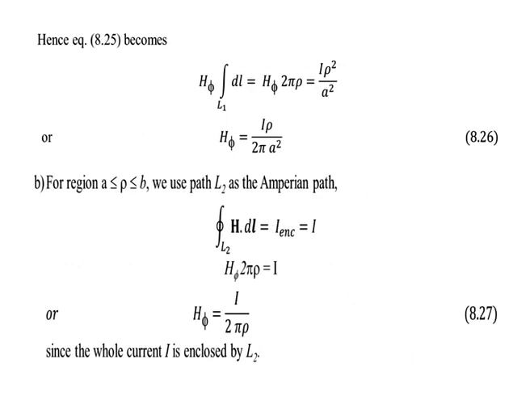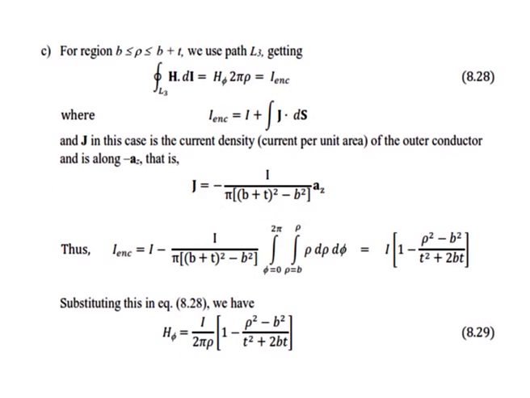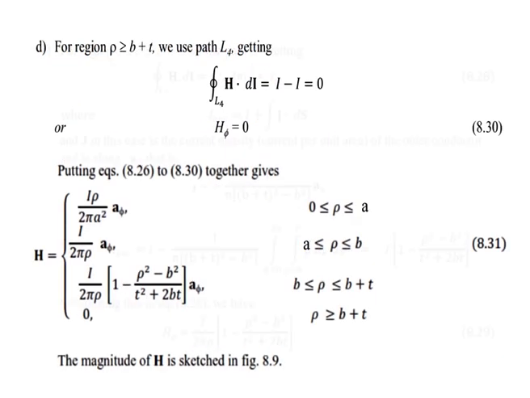For the first region, that is when rho is between 0 and a, we have the Amperian path L1, and after some manipulations we get the value of H phi as I rho upon 2 pi a squared. Similarly, we can find H phi for the second region, which comes out to be I upon 2 pi rho. For the region between b and b plus t, we get the expression of H phi as given in equation 8.29, and for the fourth region we get H phi equal to 0. When we club all four regions, we get equation 8.31, which gives us the value of H for the entire region.